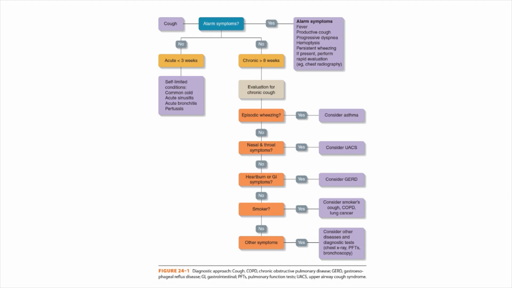If the cough is chronic, evaluate for chronic cough. If episodic wheezing is present, then consider asthma. If no episodic wheezing, ask for the nasal and throat symptoms. If nasal and throat symptoms are present, consider UACS. If no, then ask for the GI symptoms. If GI symptoms are present, consider GERD.